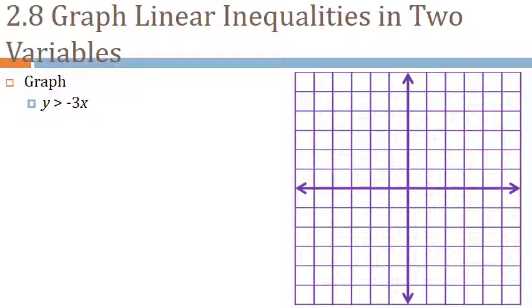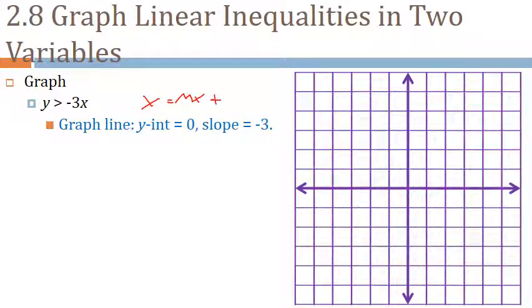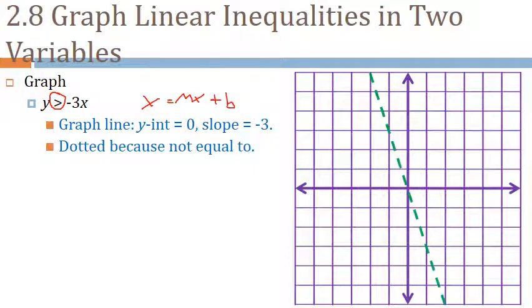Let's try another. y is greater than negative 3x. Start by graphing as if it was just y equals negative 3x. If we compare to y equals mx plus b, we can see that the b, the y-intercept, is 0, and the slope is negative 3. So we start at 0, and follow the slope down 3 and over 1. And our line will be dotted because the inequality is just greater than, it's not equal to. So we had the y-intercept of 0, and we went down 3 and over 1.